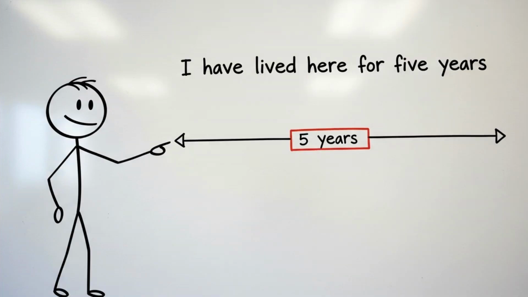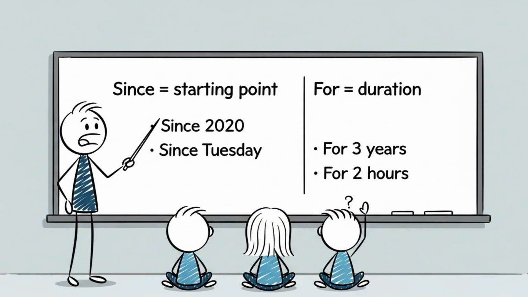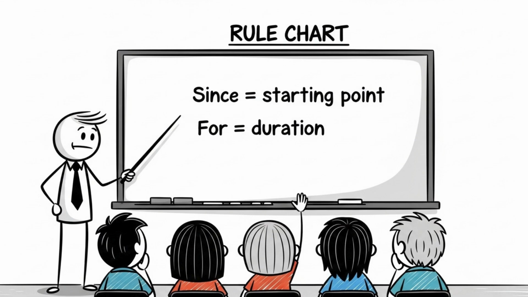Think about it like this. "Since" equals when something began. "For" equals how long it continued. Here's another example. "I have known her since childhood." That means you met her when you were a child and you still know her now. But "I have known her for 10 years" tells us the total duration is 10 years.